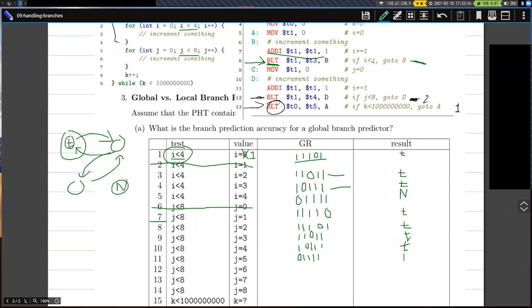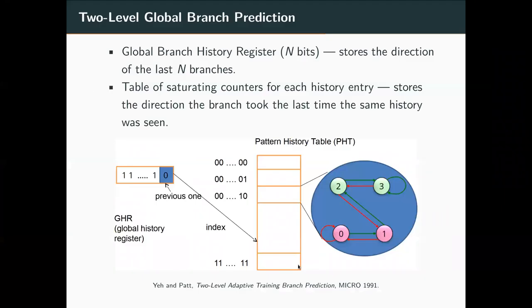So this one is taken. In this second for loop at j equals 5, we're actually taken, even though the last time we saw this history, we were not taken. And so to your question, Evan, here's an example of when our history, this bit doesn't affect this one, for example. This bit here will just affect the index that we go to in our pattern history table.